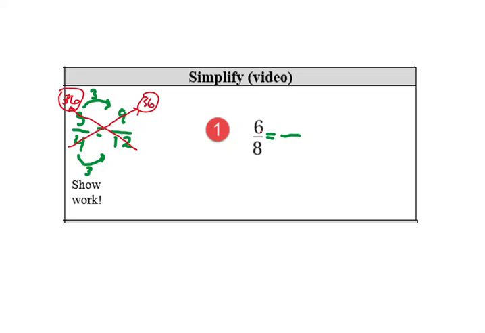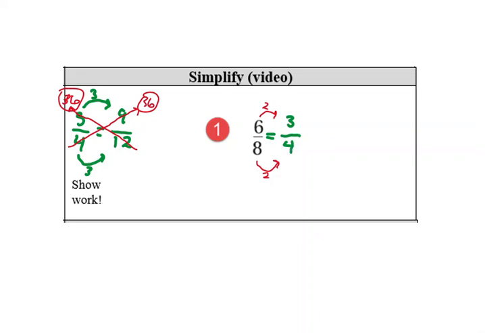Okay, I can see that both of these numbers are even numbers, so I know I can divide this by 2, and I know I can divide this by 2, and I'm going to get an equivalent fraction as long as I divide it by the same thing. 6 divided by 2 is what? Right, 3. And 8 divided by 2 is 4. So this is also equal to 3/4.